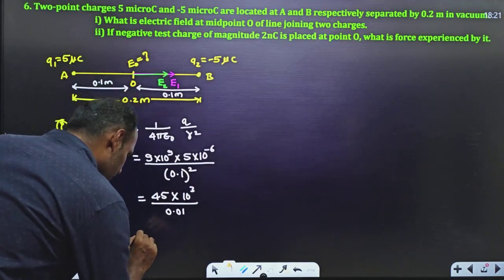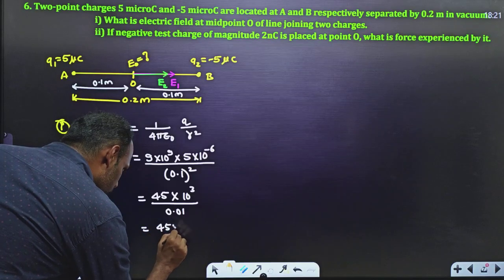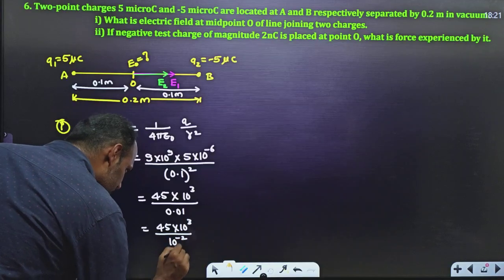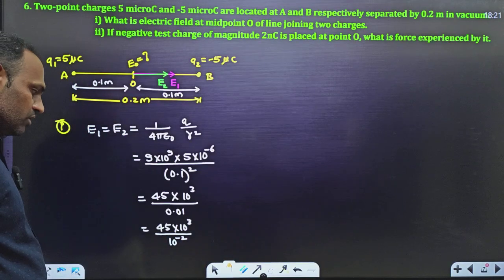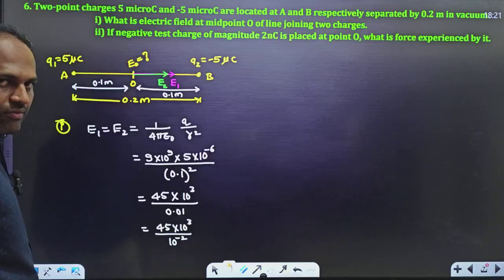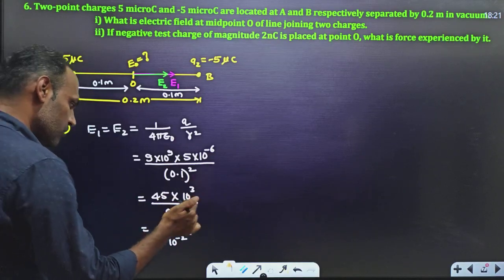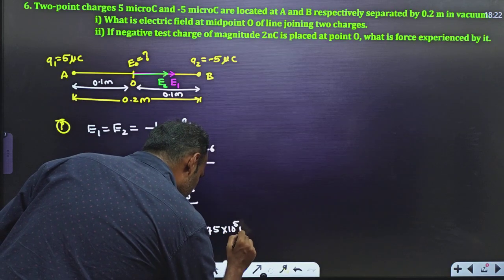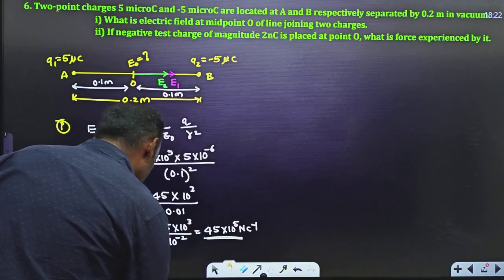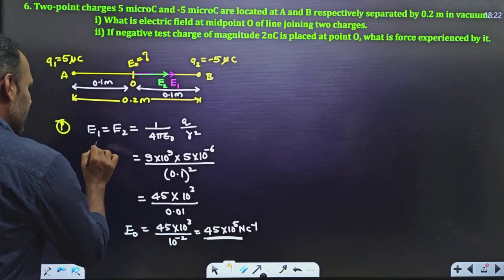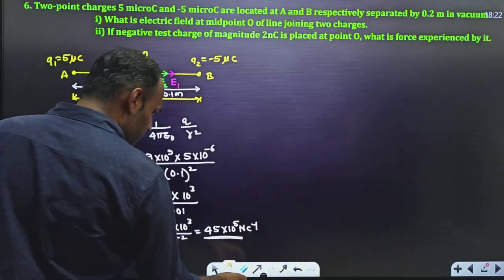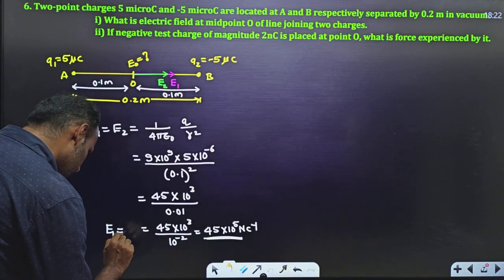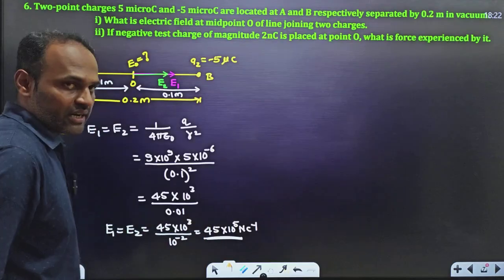I can write this as 45 into 10 raised to 3 divided by 0.01, and 0.01 can be written as 10 to the power minus 2. If I take 10 to the power minus 2 to the numerator, it will be 10 to the power 3 plus 2, that is 10 to the power plus 5. So 45 into 10 to the power plus 5 Newton per coulomb. These are the values of E1 and E2. So E1 is equal to E2, equal to this much.